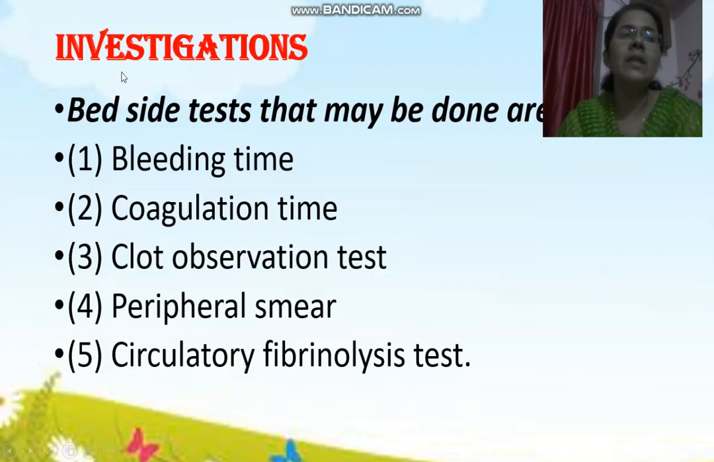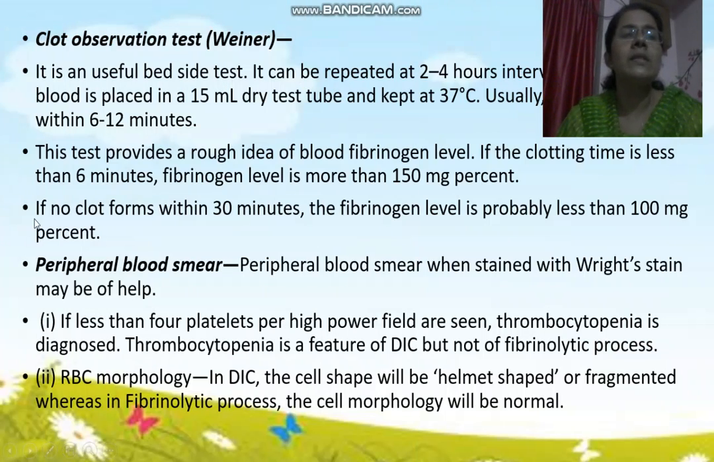Next we can see the investigations. The bedside tests, which are done near the patient, are bleeding time, clot observation test, peripheral smear and circulatory fibrinolysis test. Let us look at the clot observation test. It is usually done as a bedside test and can be repeated at 2 to 4 hour intervals.